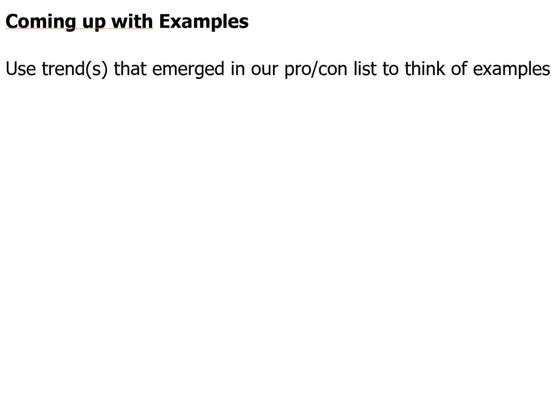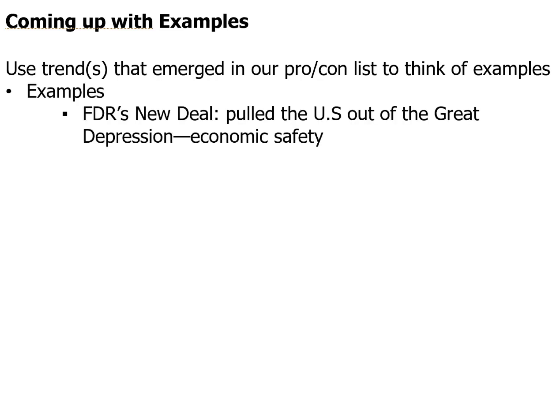Now let's consider some examples that might work to support the positions we came up with for our prompt. As mentioned, ideally, you have an example bank that you're able to draw from for this step in the process. Remember, our pro-con list is for inspiration, not to link directly to examples. So, a good example for this one might be FDR's New Deal. And that's especially if we want to put an economic spin on safety, because FDR's New Deal provided jobs and stability to millions of Americans, helping end the Great Depression.